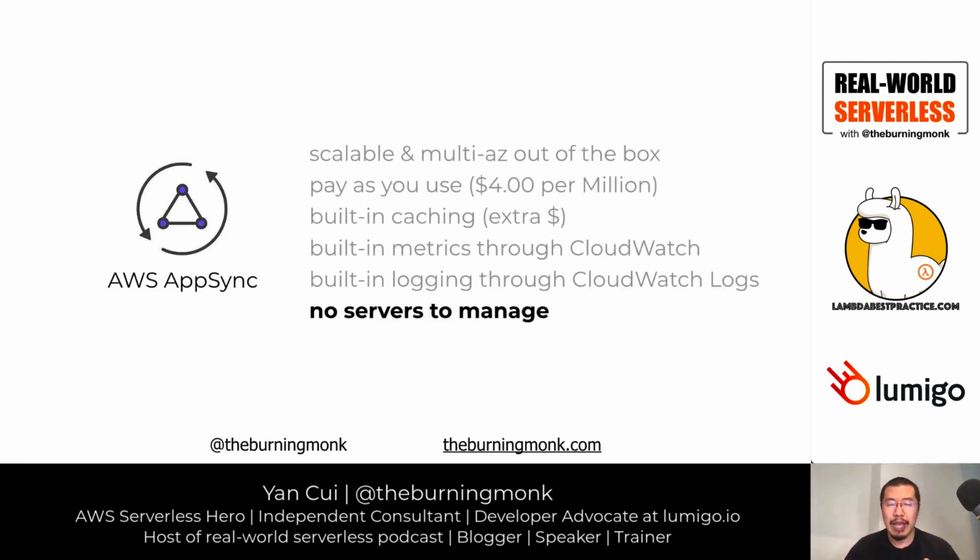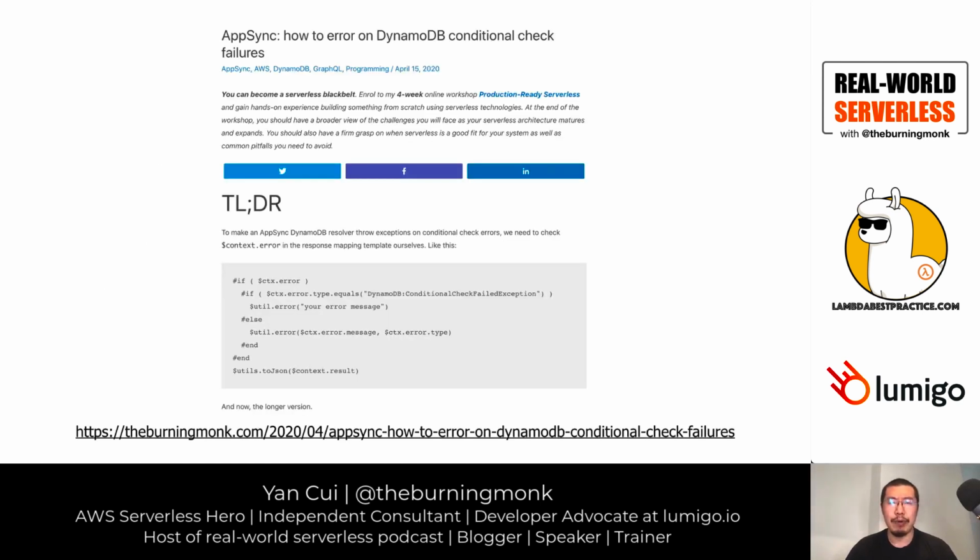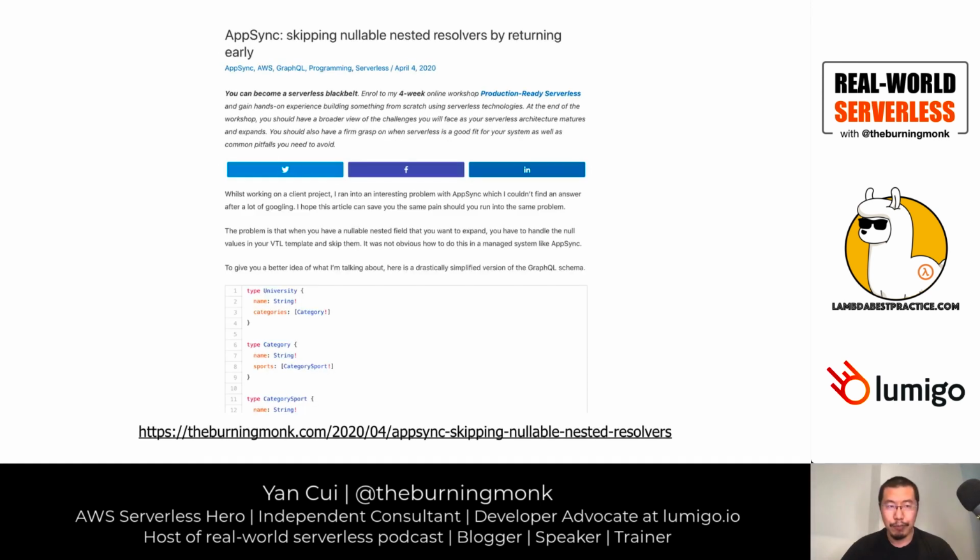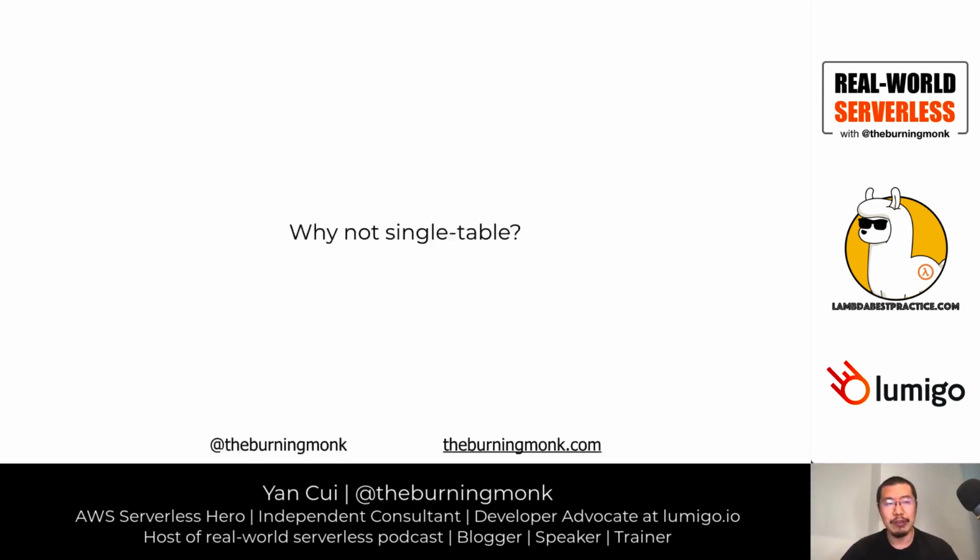So in general, everything has worked as advertised, but I did run into a couple of really small niggling issues. For example, there's an issue with documentation around how to handle conditional check errors with DynamoDB resolvers. The documentation was just wrong. I've raised it with the AppSync team, so they're looking into it. So in the meantime, if you need to know what to do, I've got a blog post here. Also, it wasn't clear how to skip nullable fields when you have a nested resolver. So again, I'll write a blog post on how you can do that.